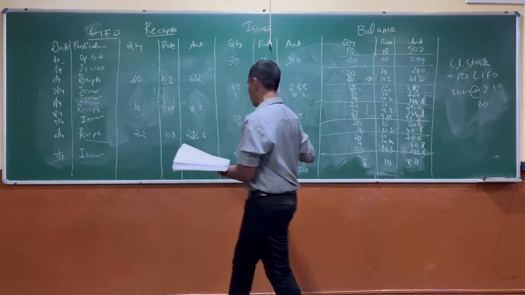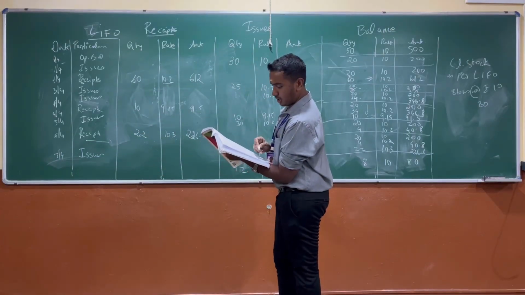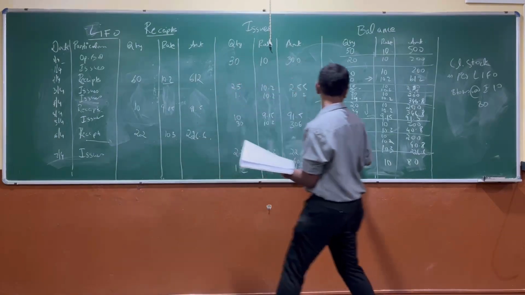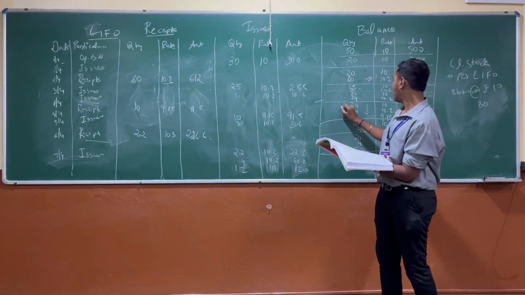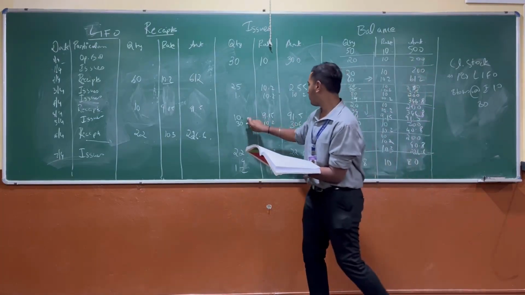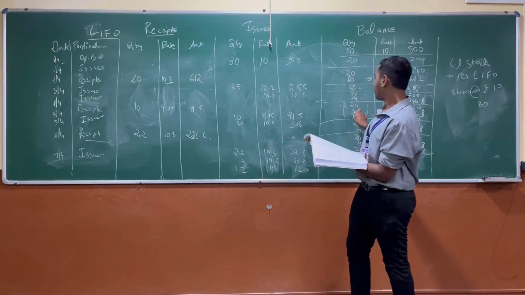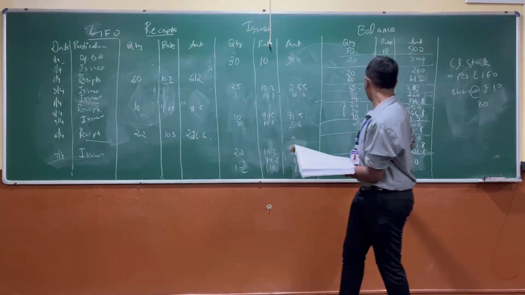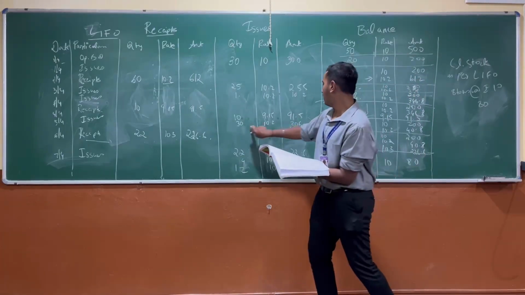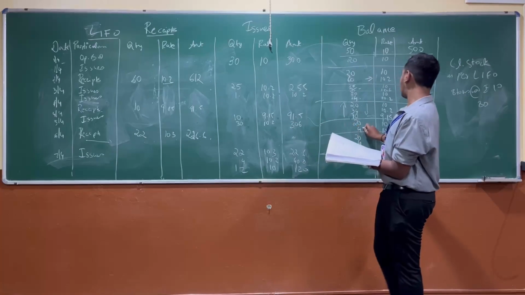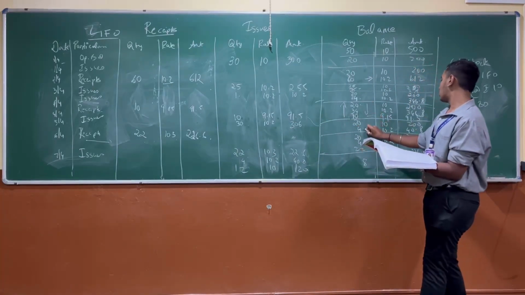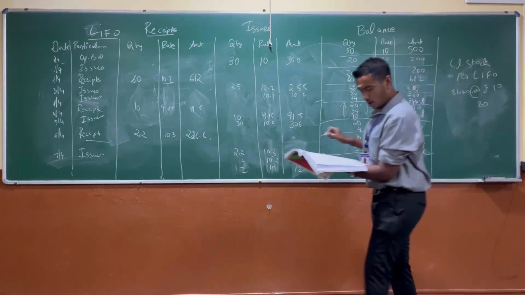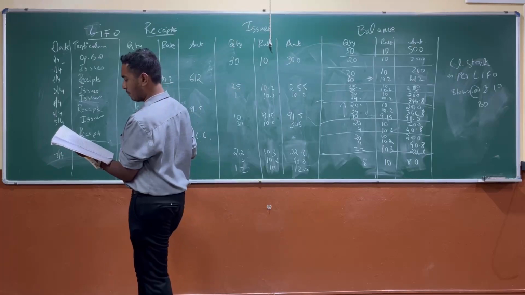On 5th of April, you have to issue 40 tons. We know that we go backwards in LIFO. So you take 10 tons here, 10 into 9.15, then you see the balance you need out of 40 tons. So 30 is left, and you take 30 tons from the previous lot, 30 into 10.2, and 4 is left. So in this lot there's 20 left, 20 into 10, 200, and in this lot 4 into 10.2 is 40.8.